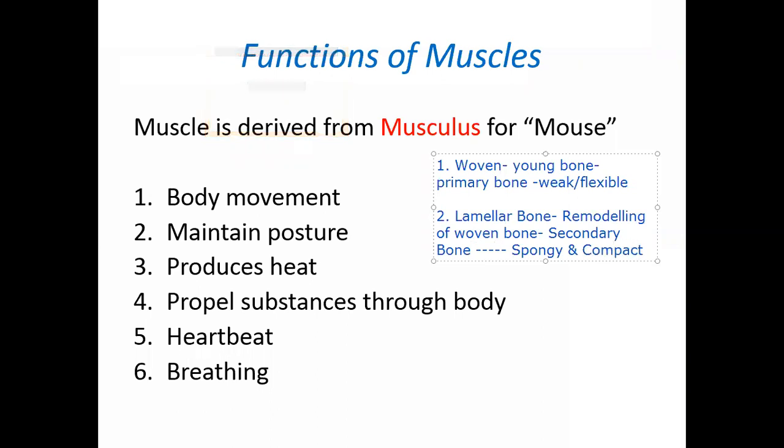Is it clear? So first we have a young bone, the woven bone. It's a primary bone, weak and flexible, and then it gets converted into lamellar bone because of remodeling of the woven bone. That's how we get the lamellar bone. It is a secondary bone, and this is further classified into spongy and compact bone. Because during development they use this terminology, like woven bone is increased or lamellar bone is increased. So I hope you understand these terminologies also. Is it clear to all of you?